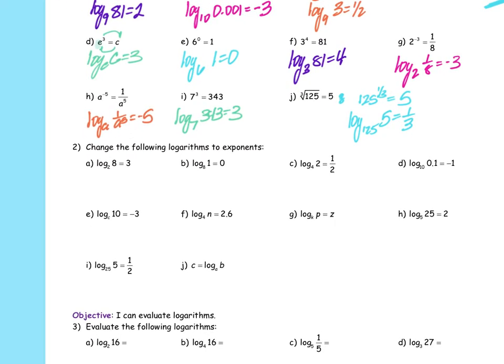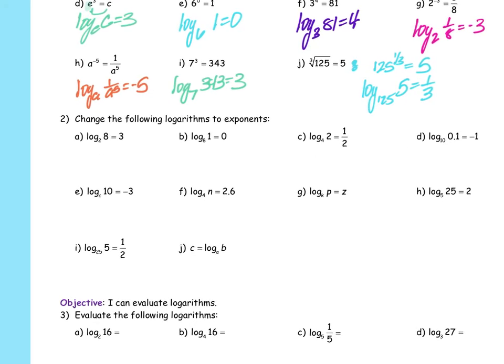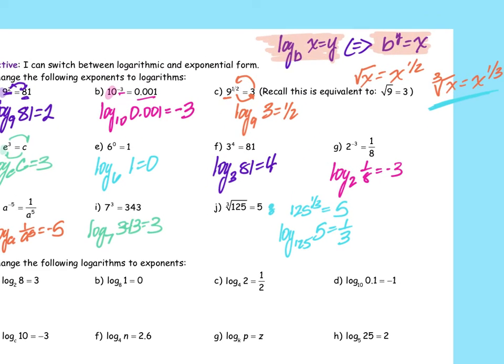So the second set of problems is written in logarithmic form, and then they want me to write it from log form to exponential form. So it's in log form. Now I want to write it as an exponent. I'm just going to go backwards. So I'm going to take this equation right here, and I'm going to go from here to here this time.